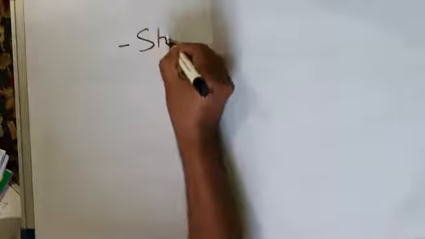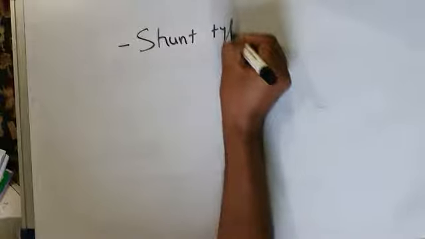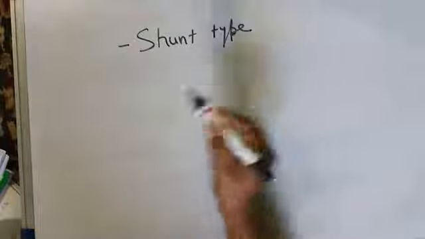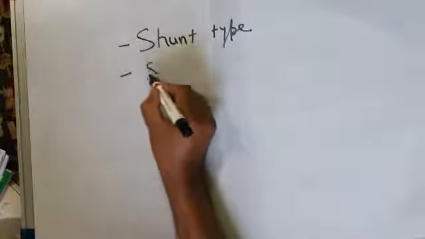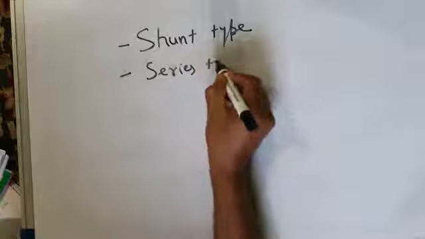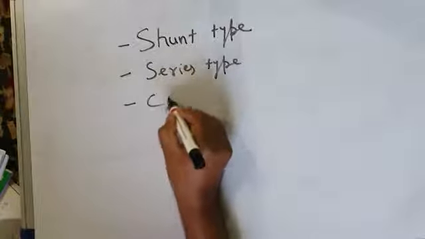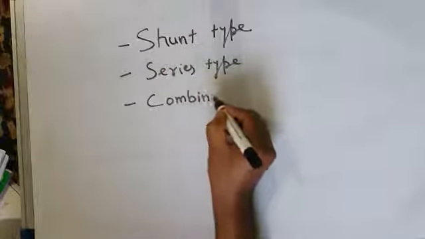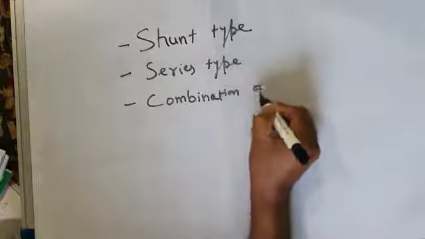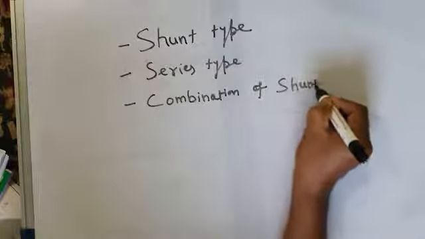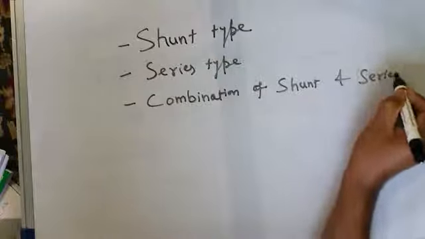Now, as far as this custom power is concerned, these custom power devices are of mainly 3 types. They are shunt type. Shunt type means the devices connected in parallel with the distribution network. Some of them are of series type, which are connected in series with the distribution system, and some of them are a combination of shunt and series.